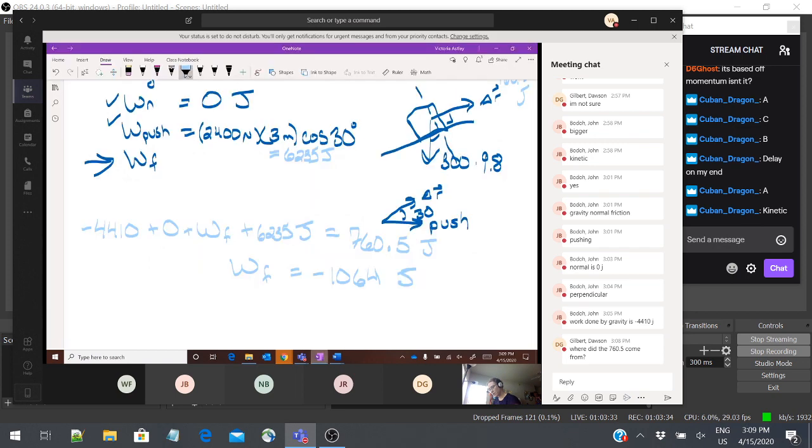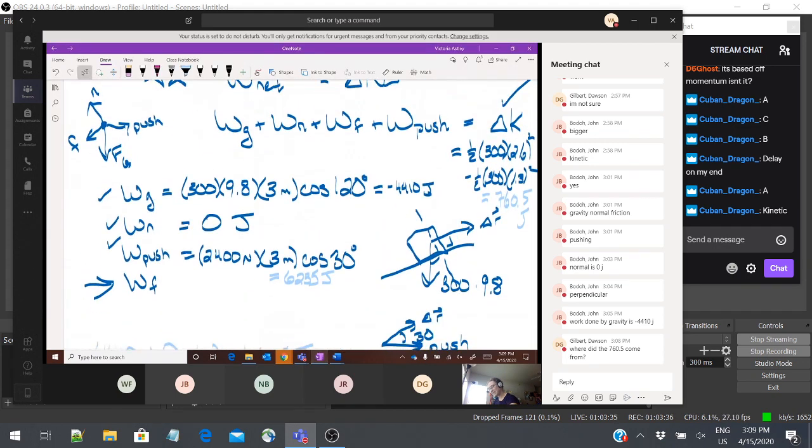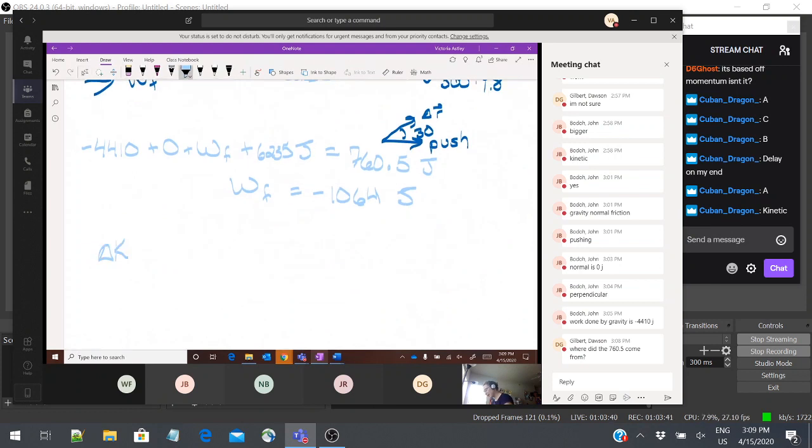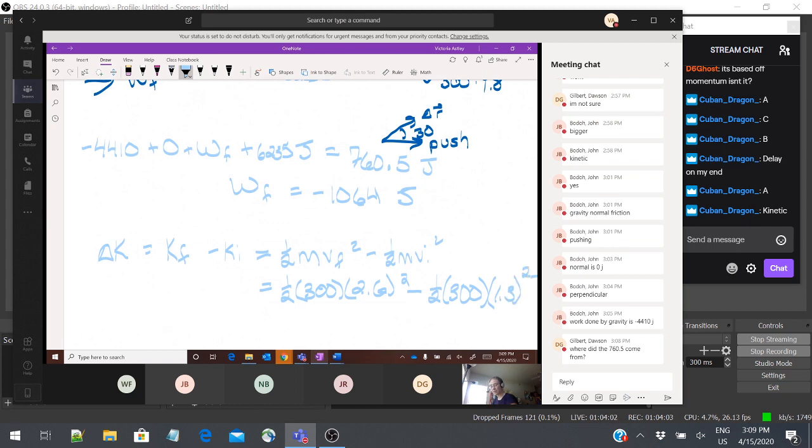So the 760 came from doing delta K. So delta K is K final minus K initial: 1/2 m v final squared minus 1/2 m v initial squared equals 1/2 times 300 times 2.6 squared minus 1/2 times 300 times 1.3 squared. That should be 760. Please let me know if I made a mistake.